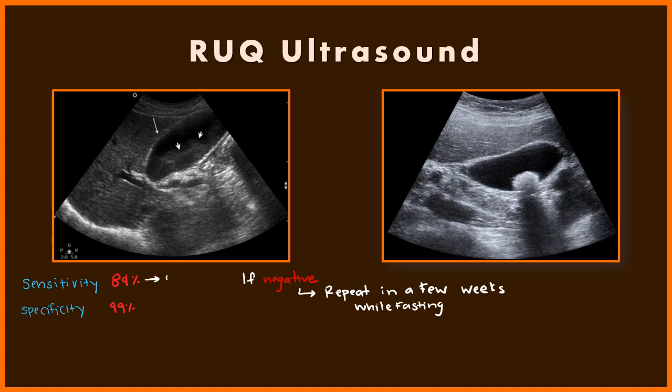Now, keep in mind that this sensitivity drops to 50 to 60% if the stone is less than 3 millimeters. So if you do it the first time and it's negative, you do it again while they're fasting and it's negative, and you're still very suspicious, there is a chance that you have a very small stone. In that case, if you get negative twice and you're still very, very suspicious, you can do an endoscopic ultrasound. However, this is something you want to discuss with your patient.